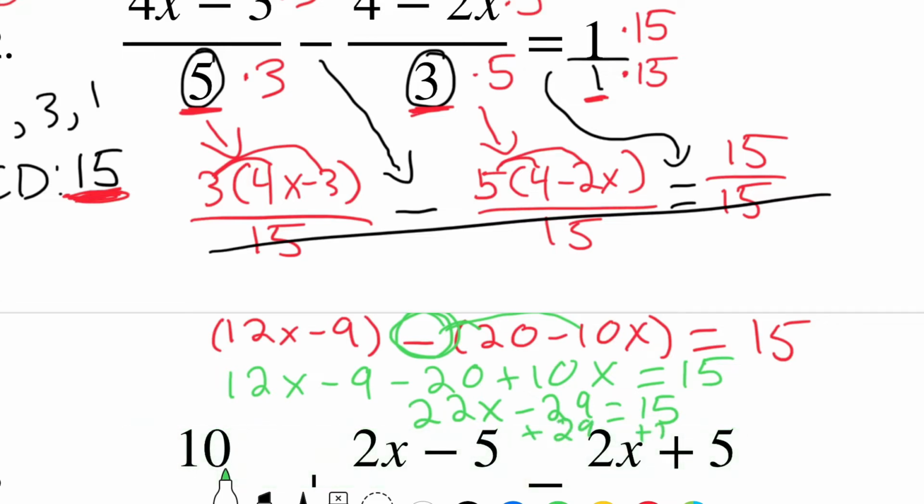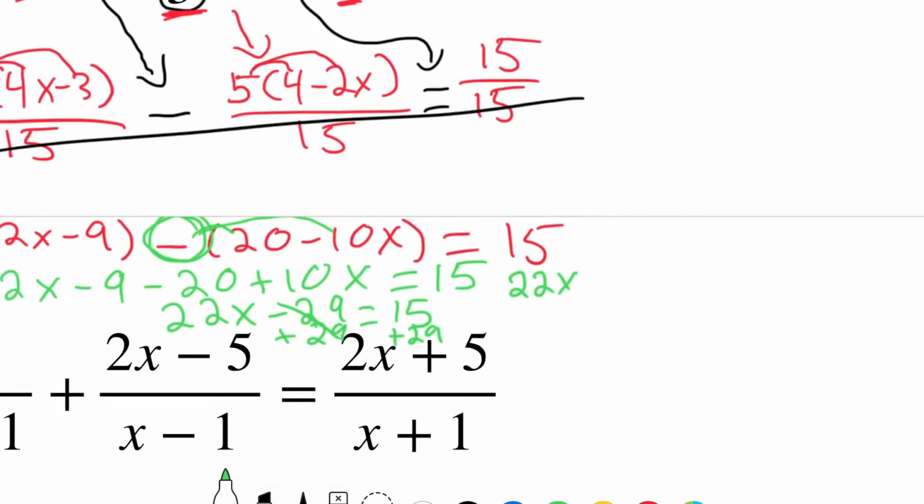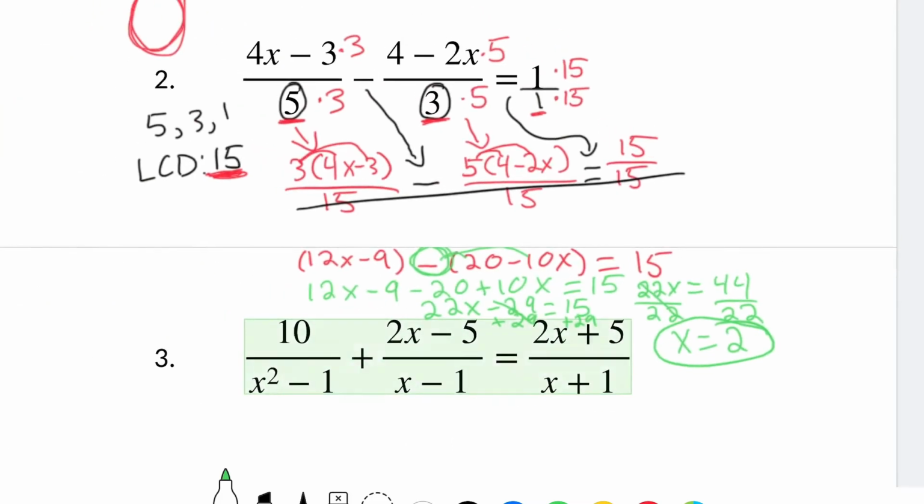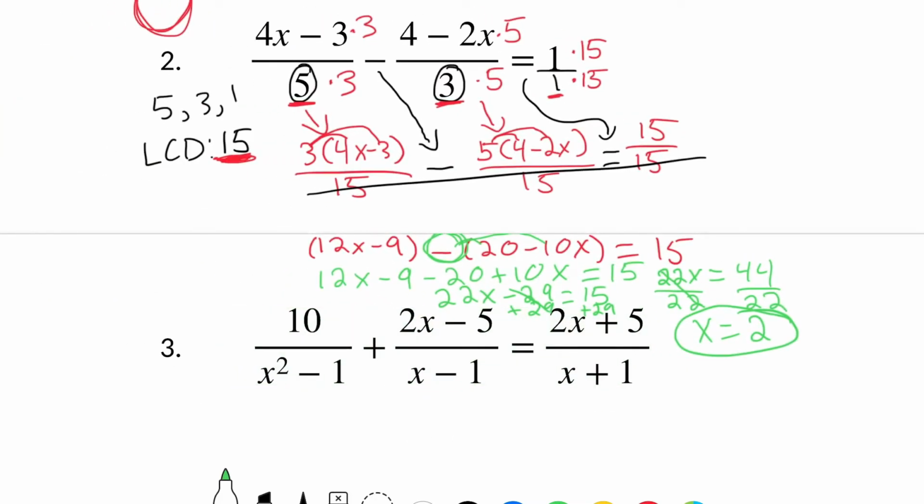Plus 29 on both sides, to move that 29 away from the 22x. 22x equals 44. Divide by 22, x equals positive 2. So that is our answer for number 2.